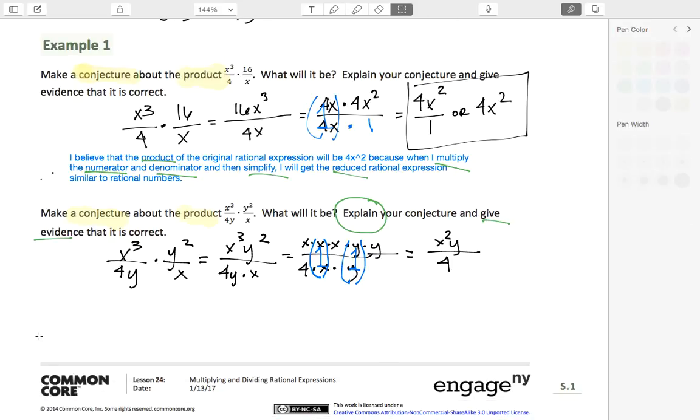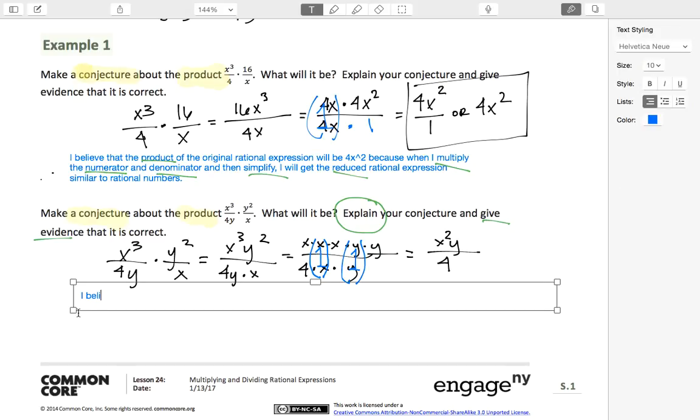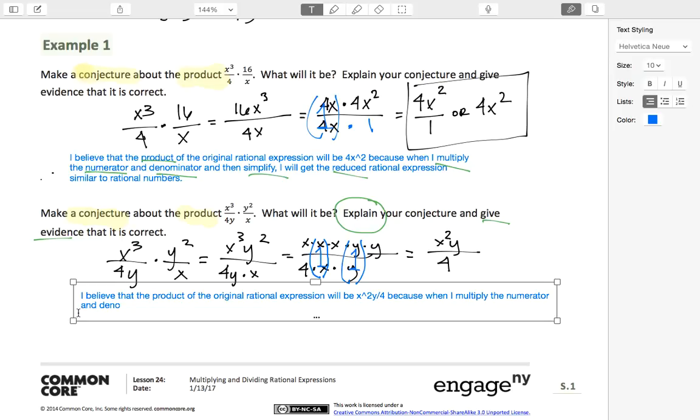Okay, and so I'm going to explain my conjecture. Right here I'm going to say I believe that the product of the original rational expression will be x squared times y over 4, because when I multiply the numerator and denominator and then simplify, I will get a reduced rational expression, similar to rational numbers.